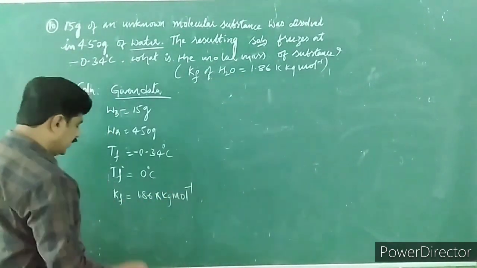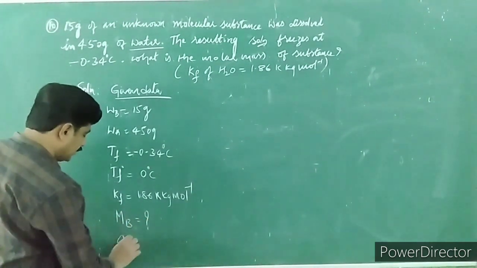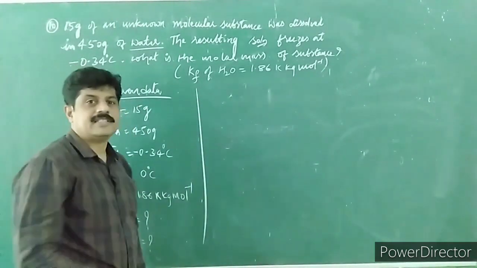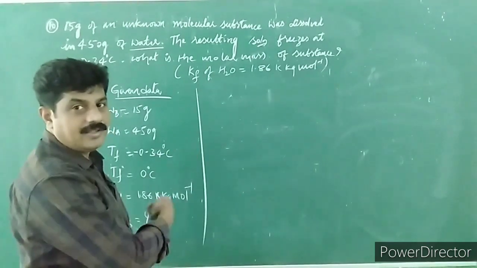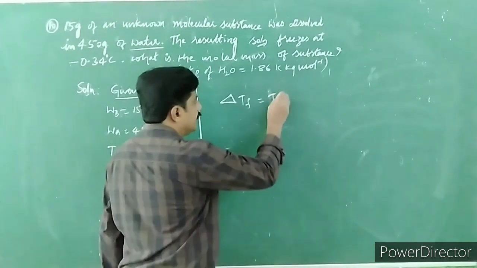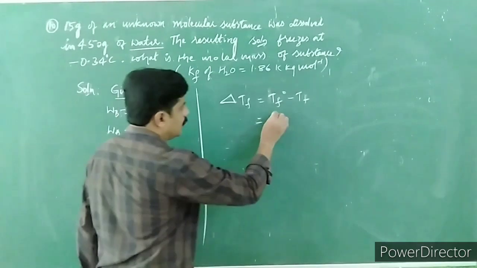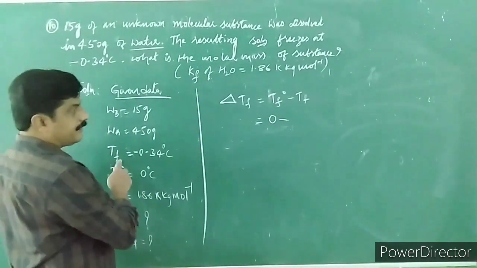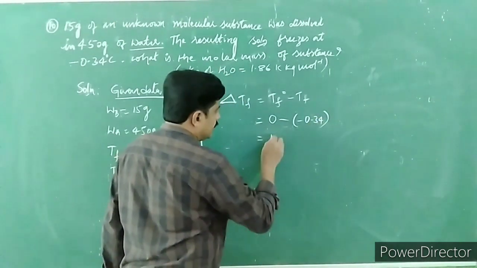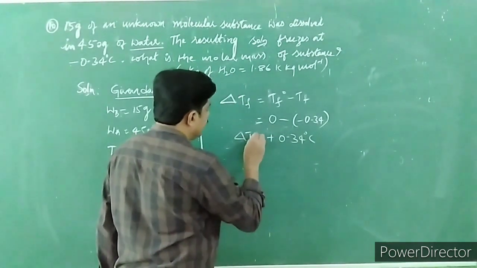Is it not? Now what are they asking? They are asking to find out molar mass. Children, to get the molar mass, you should know what delta Tf is also. First, I'll find out delta Tf and then I go for finding out the molar mass. Now, you know the expression delta Tf is equal to Tf naught minus Tf. What is Tf naught here? 0. Is it not? Minus. Look at here. What is Tf? Minus 0.34. That means it is plus 0.34 degrees Celsius. This will be delta Tf.